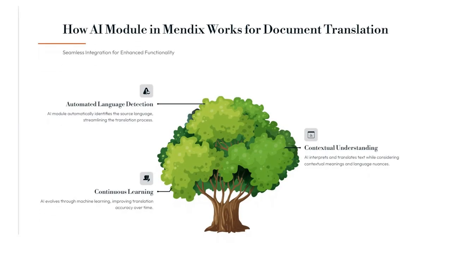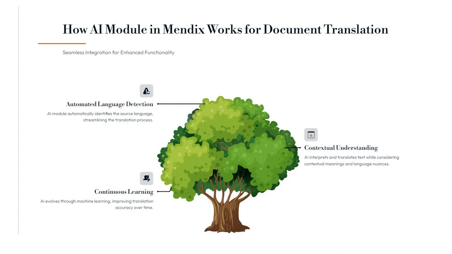Before moving on into Studio Pro, let me tell you how the AI module and Mendix work for document translation. Here you can see the three ways it works. Automated language detection: using this AI API key, it will automatically detect the source language and translate the text or document to the target language specified by the end user. So it automatically detects both.